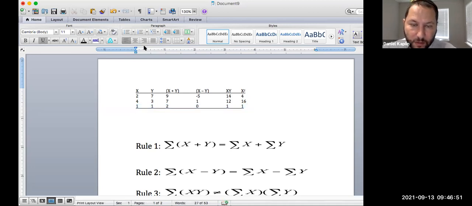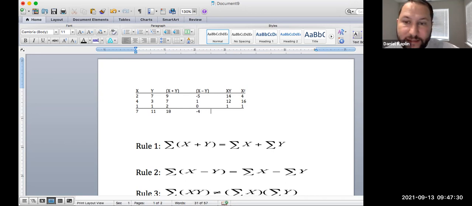And what I'm going to do is then apply these to the first 4 rules. So what is the sum of the x column? Well, what is 2 plus 4 plus 1? That is 7, right? What is 7 plus 3 plus 1? That's 11, right? What is 9 plus 7 plus 9, that's 18, right? What is negative 5 plus 1 plus 0? That's negative 4.